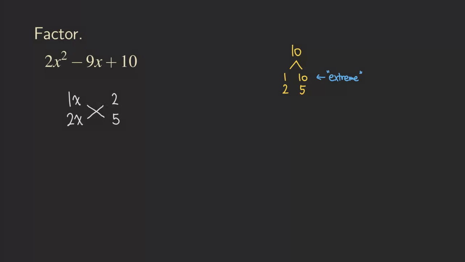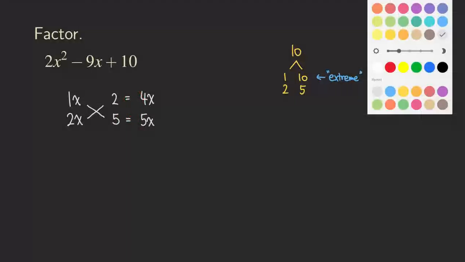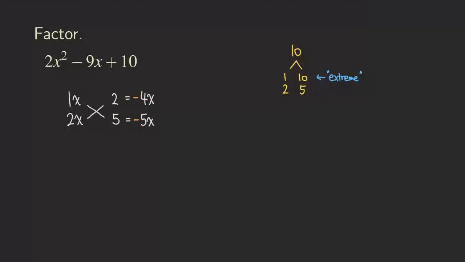Now do the multiplication. We have 1x times 5, we get 5x. And then we have 2x times 2, we get 4x. In order for us to get a 9, we need to add them together. To add them together and get a negative 9, we need them to have the same sign. If they have opposite signs, then you're subtracting the two numbers. So that means we want negative 4x and negative 5x.